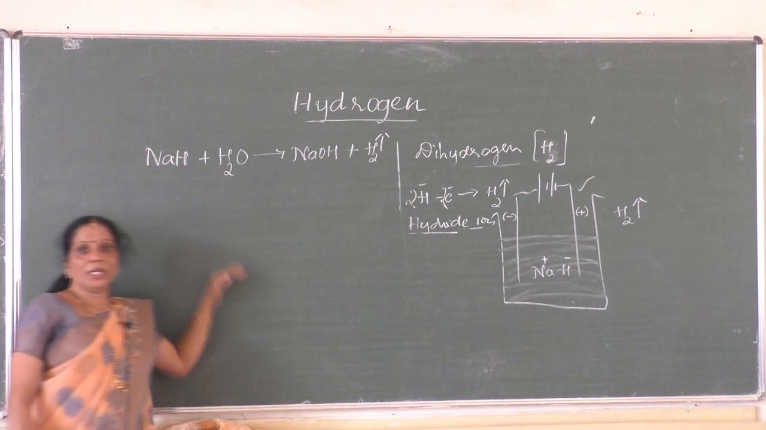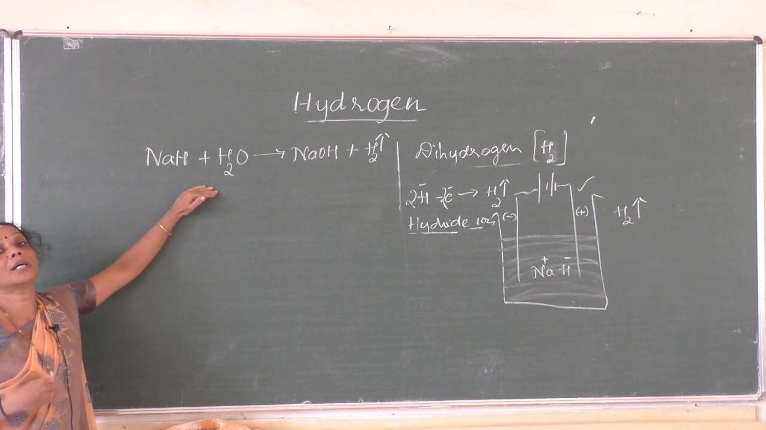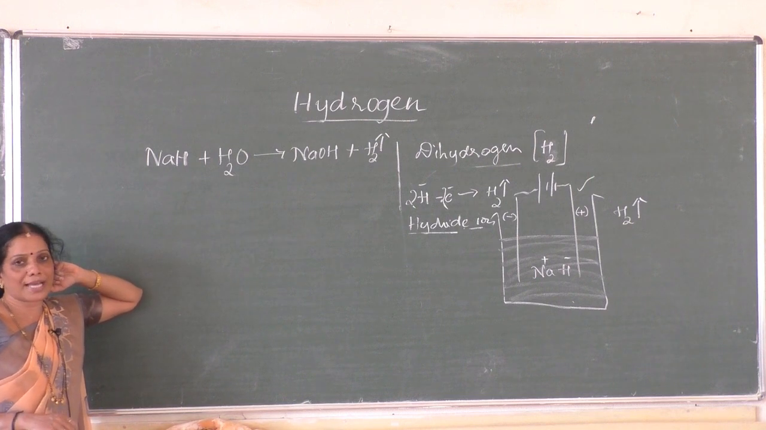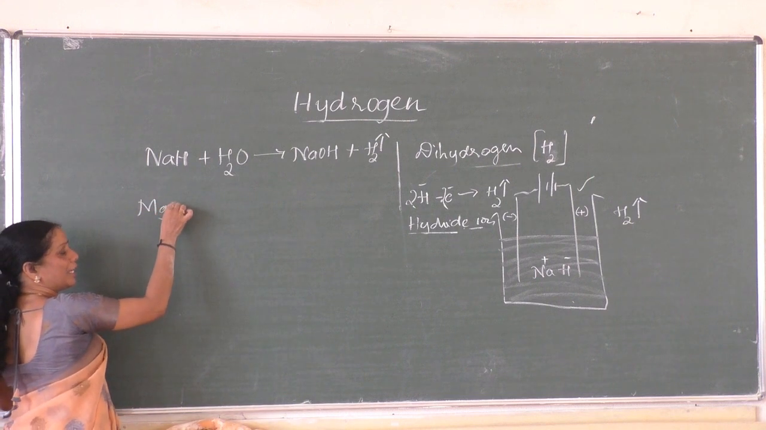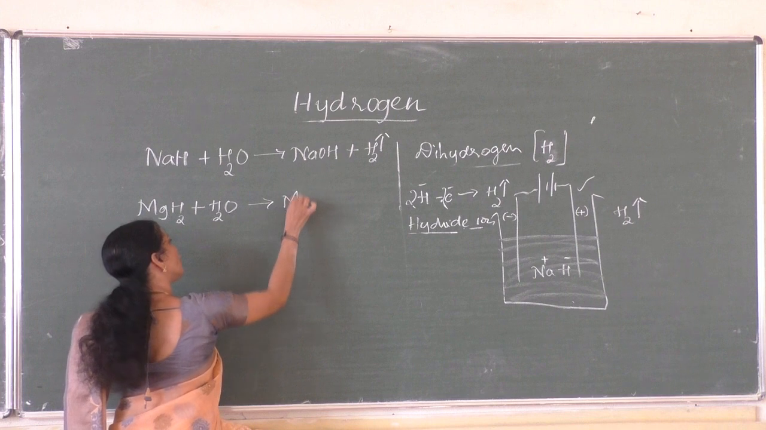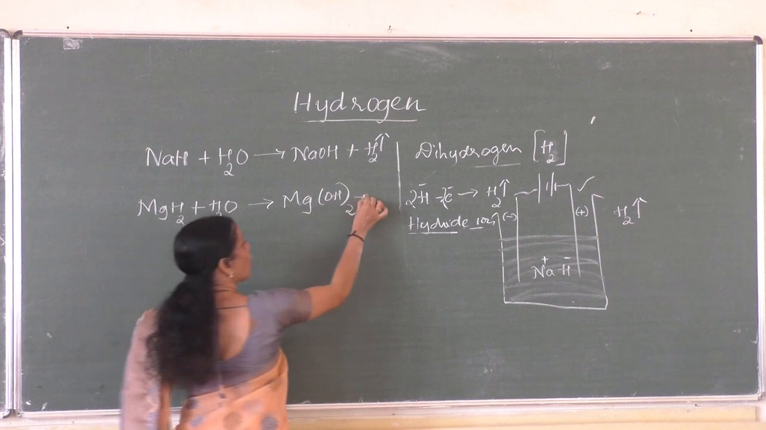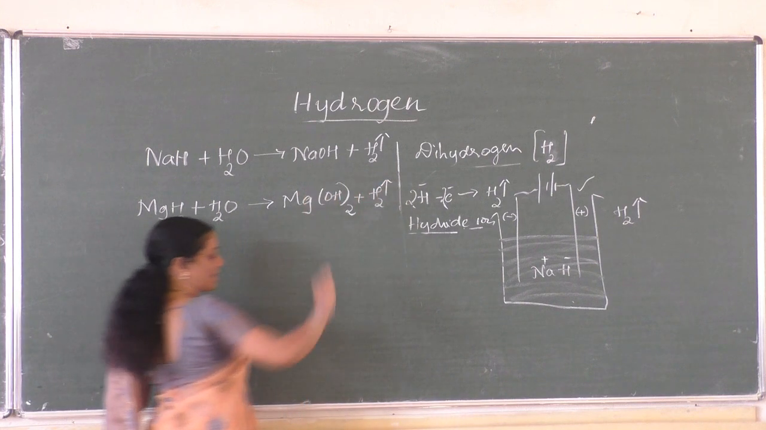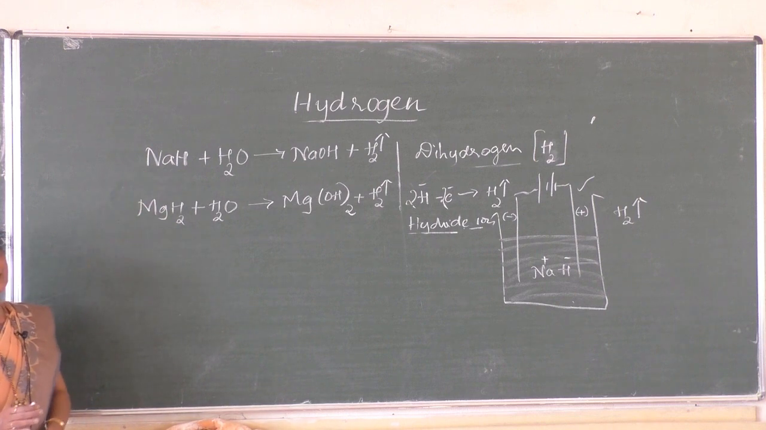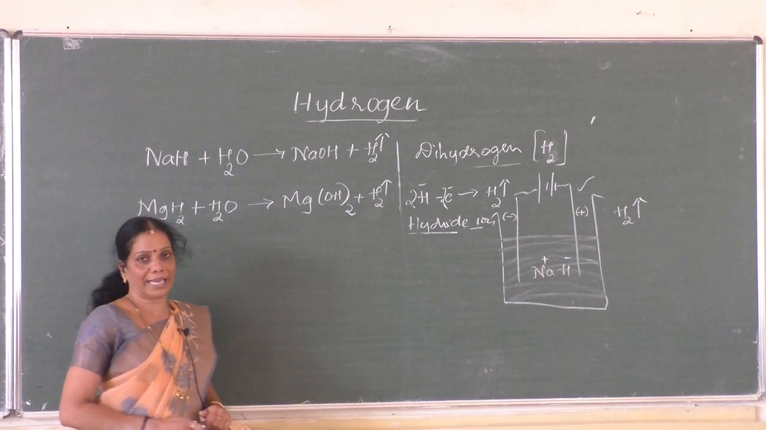Clear now, students? These ionic hydrides have the highest tendency to combine with water, resulting in the formation of the corresponding hydroxides along with the liberation of hydrogen gas. Similarly, magnesium hydride, MgH2, combines with water, resulting in the formation of the corresponding hydroxide, magnesium hydroxide, along with the liberation of hydrogen gas. I have not balanced the equation, no need to balance this. Just you have to follow the concept.